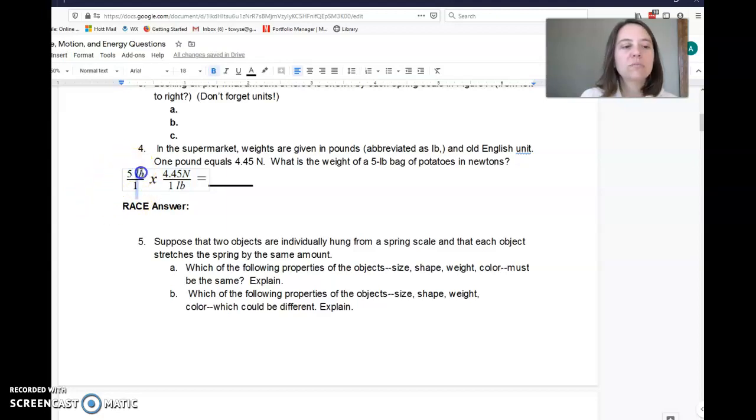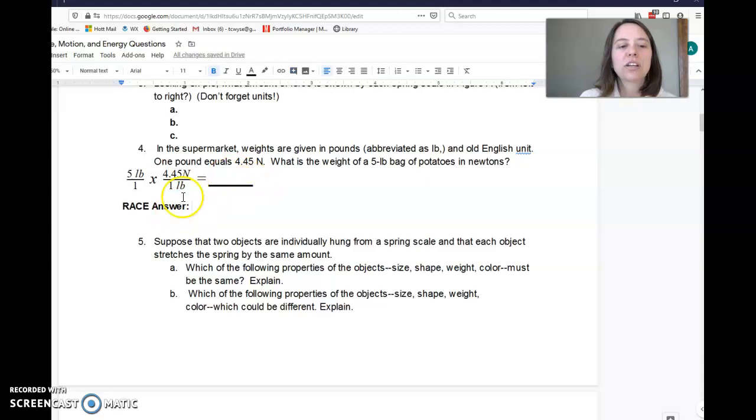We know our units, pounds on top and pounds on the bottom, will cancel. So we're left with just newtons, so you'll want to put newtons here. And then we multiply everything on the top: 5 times 4.45, you want to get a calculator and do that, divided by 1 times 1, which is 1, which cancels out. So our answer is going to be 5 times 4.45, and our answer is going to be in newtons. And then that is the weight of a 5-pound bag of potatoes.